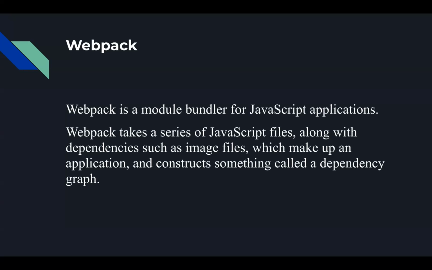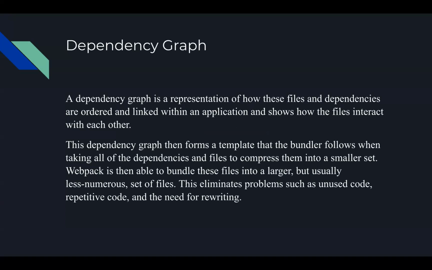What we call a dependency graph is very important. It is a representation of how these files and dependencies are ordered and linked within an application, and it shows how these files interact with each other. When Webpack runs through your source code, it will create a dependency graph like a JSON object by itself, representing how these files are linked to each other. For example, you have a file a.js, which internally depends on b.js, and b.js internally depends on c.js.